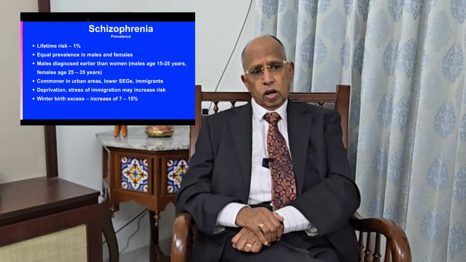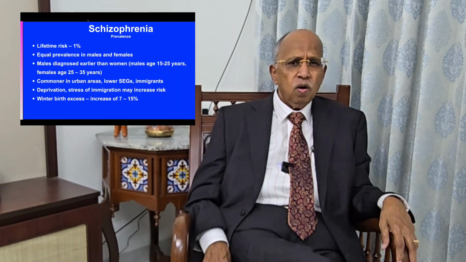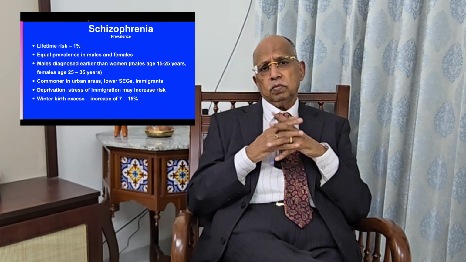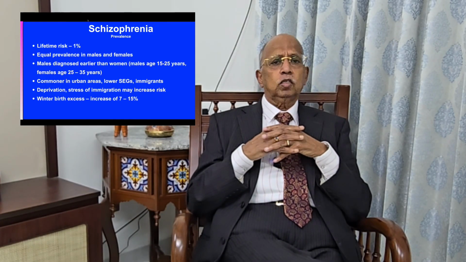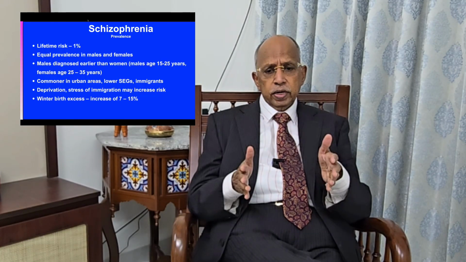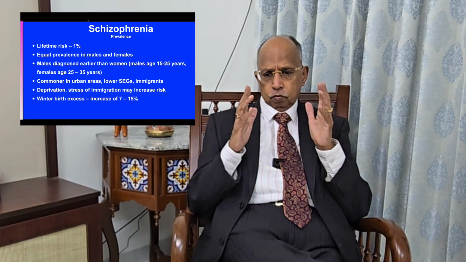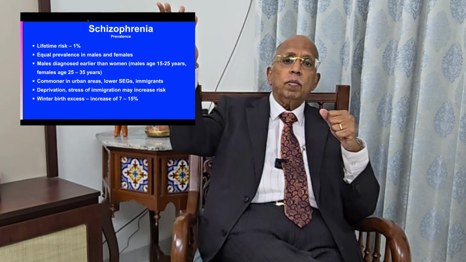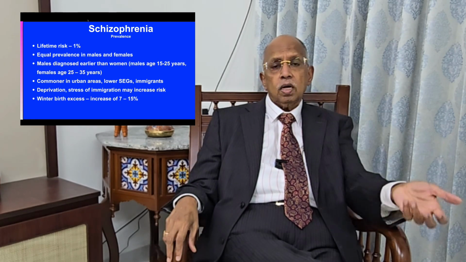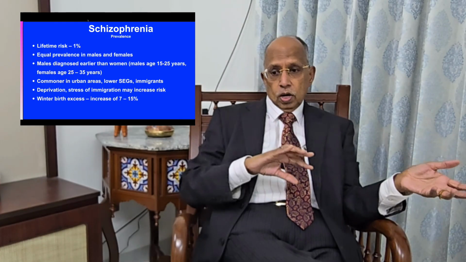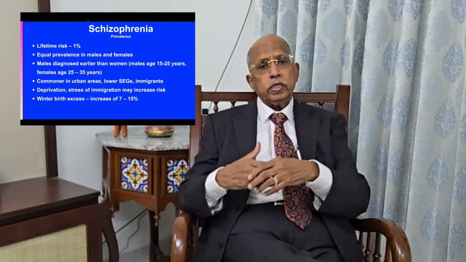Prevalence. So next let's talk about prevalence. How prevalent is the disorder in the community, and what are some of the features of that? The lifetime risk of developing schizophrenia, according to some of the research findings, is about 1% in the general population. And schizophrenia is found in men and women equally. There are some mental illnesses which are more common in women, and some others more common in men. But in schizophrenia, the incidence in men and women is almost equal.